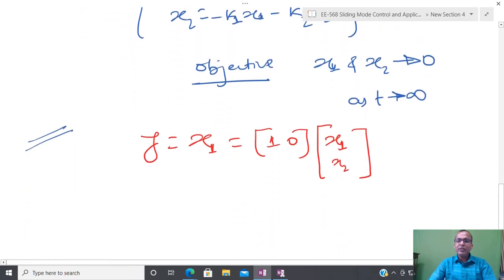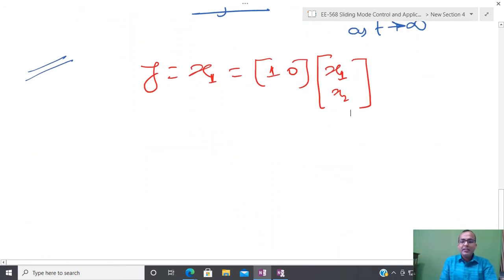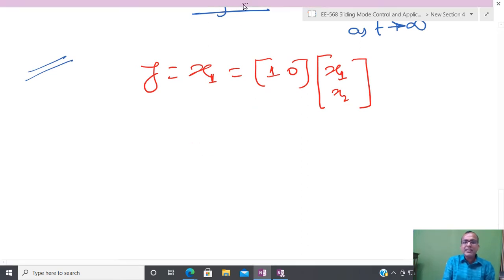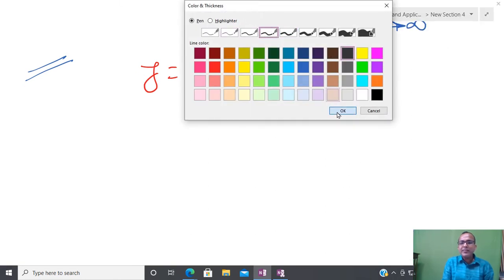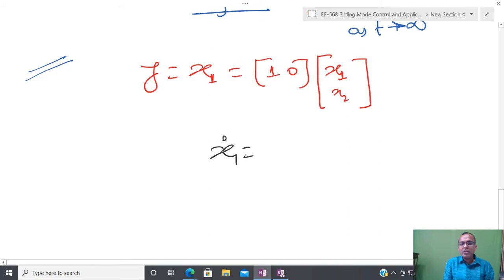Now try to understand the difficulty. The difficulty is that I have information only of the position, y equal to x1. Now I am going to first design the control. So again I have selected the system, and my system is the same. x1 dot equal to x2 and x2 dot equal to u. So could you please tell me what kind of u I am able to select now?